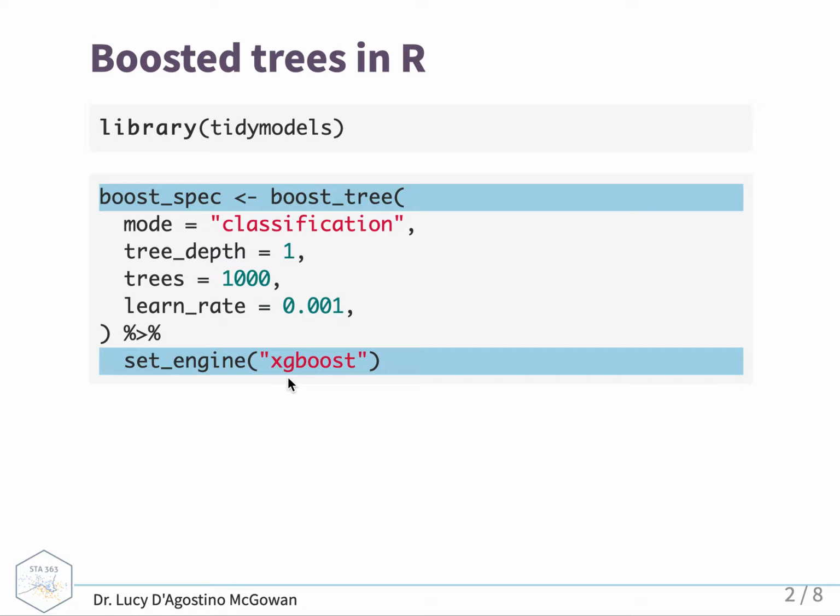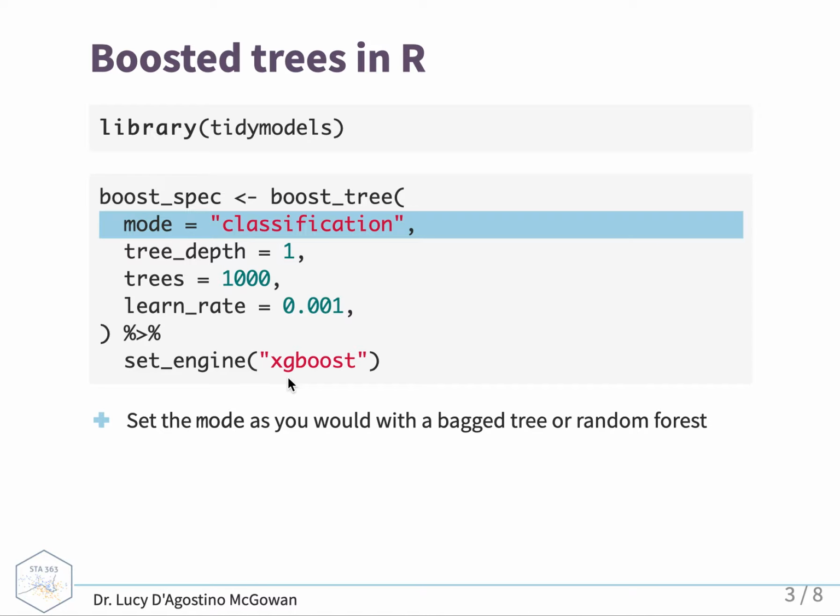It's possible that this is not installed yet. If you're using RStudio Cloud, it should be installed, but in RStudio Pro, it might not be. And so you can do install.packages XGBoost to get that installed. So the mode you're going to set the same way that you would for a bagged tree or random forest.